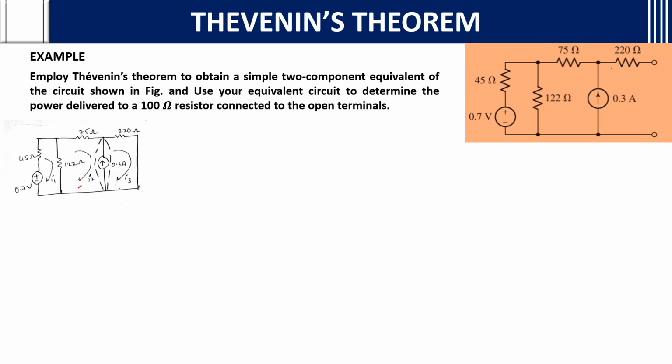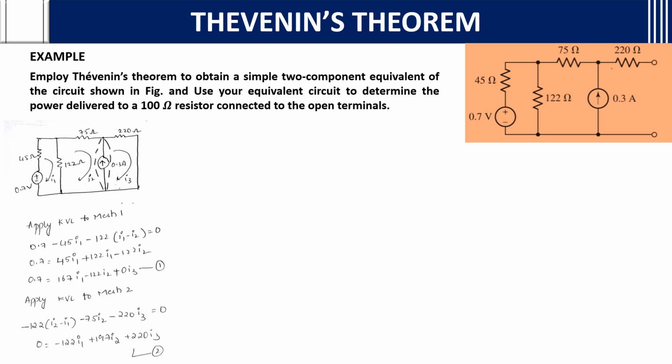Then using mesh currents I1, I2, I3, write the mesh equations. Apply KVL to mesh 1: 0.7 minus 45 I1 minus 22 into (I1 minus I2), as it is with respect to the first mesh. Then if you calculate, you will get the first equation. In the same way, apply KVL to mesh 2 and you will get the second equation. I have told these procedures on how to apply KVL for meshes in the previous videos. You can search for mesh analysis. You can easily apply KVL to meshes by seeing that method.